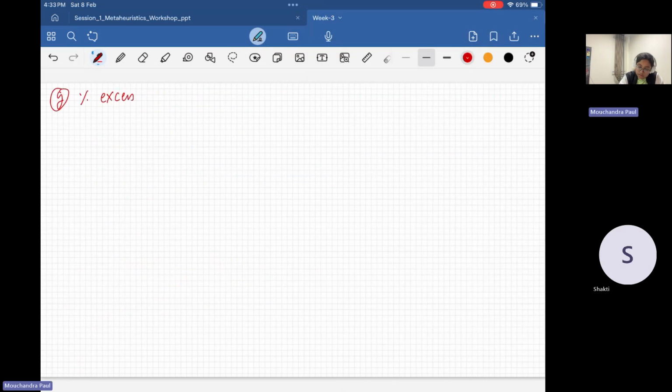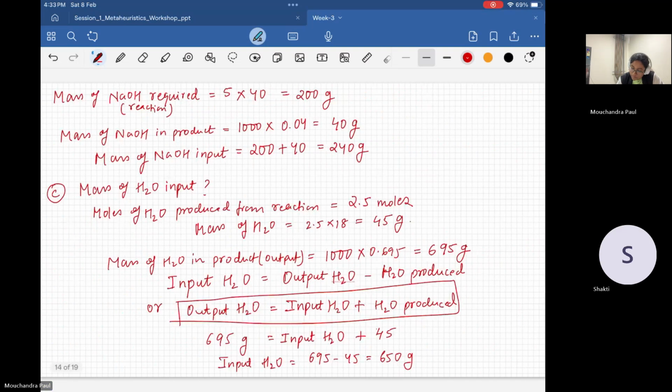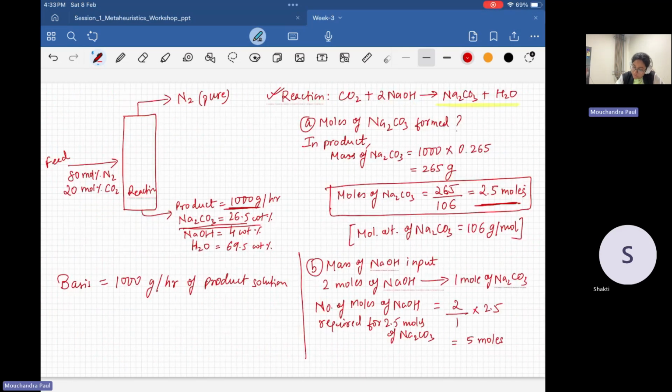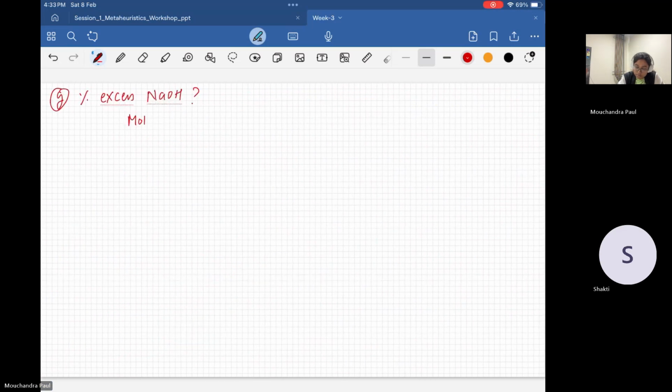Percentage excess of NaOH, right? So we know from part B that 5 moles of NaOH is required for this reaction. It means we need 5 moles of NaOH to get 2.5 moles of sodium carbonate. Moles of NaOH required in the reaction is 5 moles.